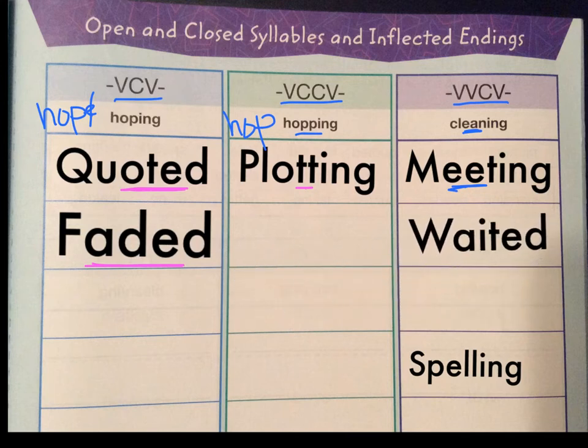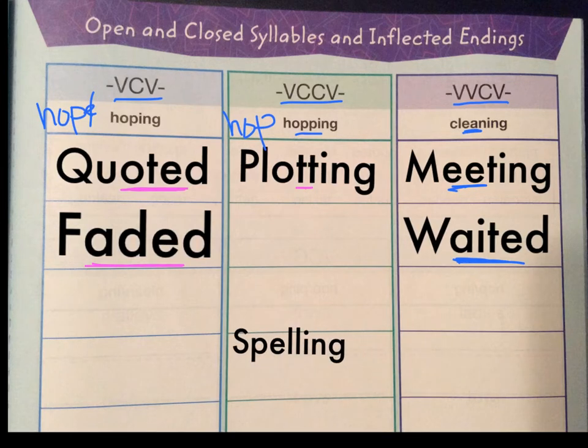If you said the third column, you are correct. Weighted goes in the third column. And let's look at that vowel pattern. If we look at the vowel pattern, we have AI, so we have the vowel vowel, then the consonant vowel. The vowel vowel is AI, and then we have the TE.